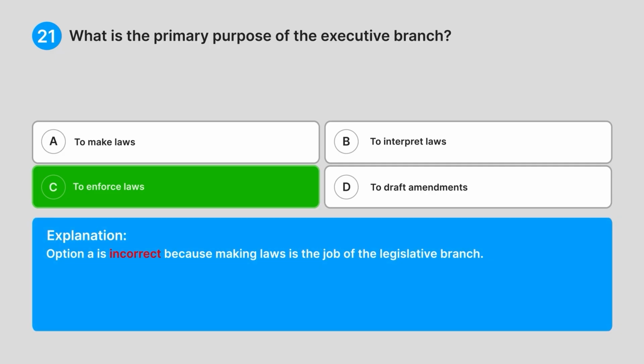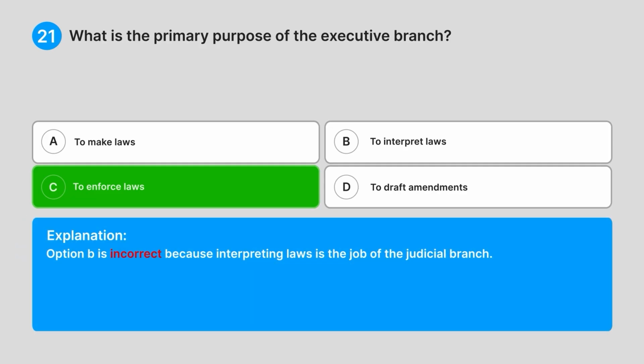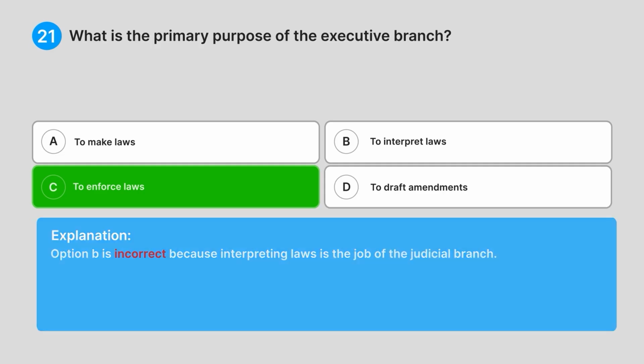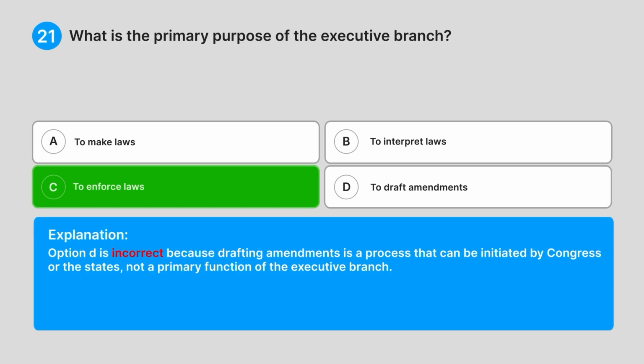Option A is incorrect because making laws is the job of the legislative branch. Option B is incorrect because interpreting laws is the job of the judicial branch. Option D is incorrect because drafting amendments is a process that can be initiated by Congress or the states, not a primary function of the executive branch.